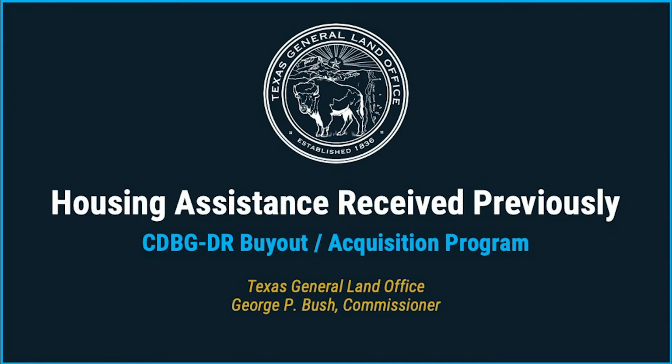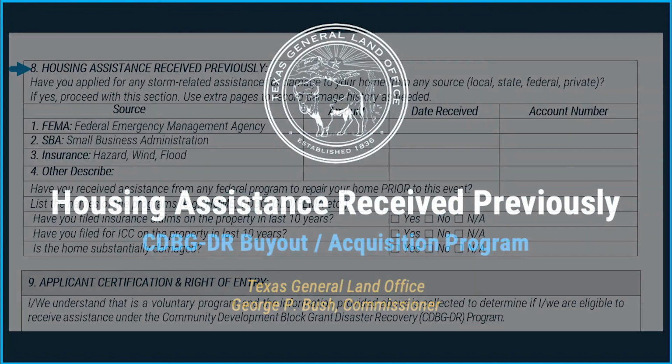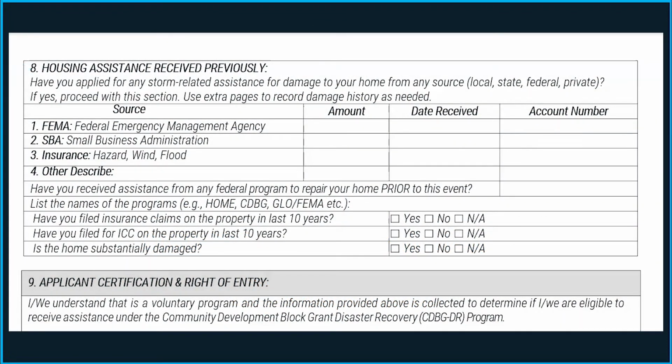Section 8 is where the applicant provides information about disaster-related assistance that has been previously received for this property. If no disaster-related assistance has been received for their property, the applicant should mark NA and proceed to Section 9. Additional pages can be attached if more space is needed. It is important for applicants to detail all disaster assistance received in order to calculate any duplication of benefit.